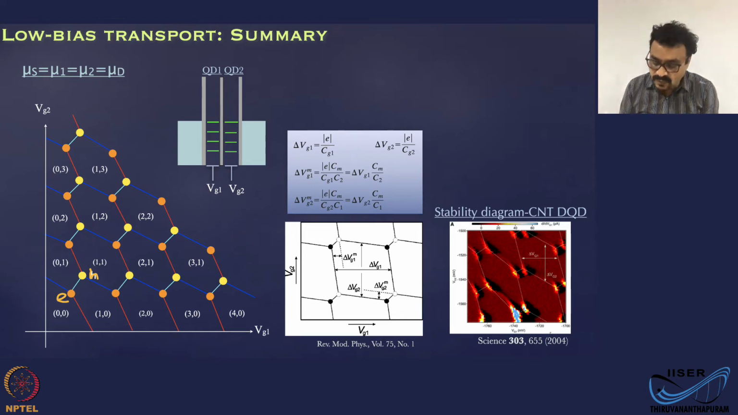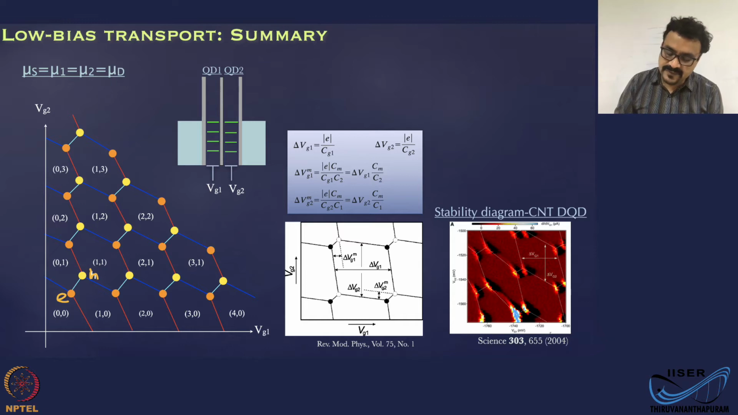And when you cross any of these lines, you can see the charge configuration is going to change, but there is no transport there. For example, along this boundary, (3, 1) and (3, 0) are degenerate. Similarly, along this boundary, (1, 0) and (2, 0) are degenerate. Across this boundary, (1, 1) and (2, 0) are degenerate, and so on.